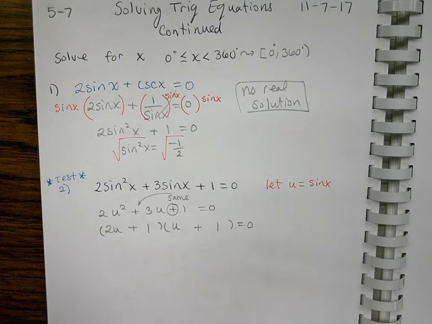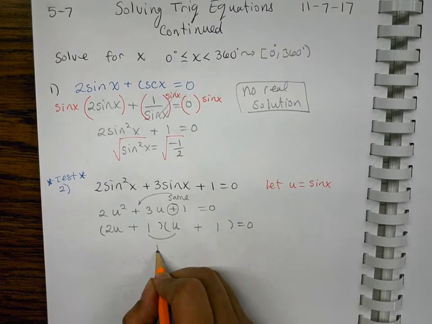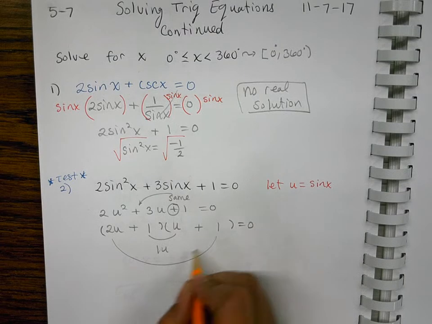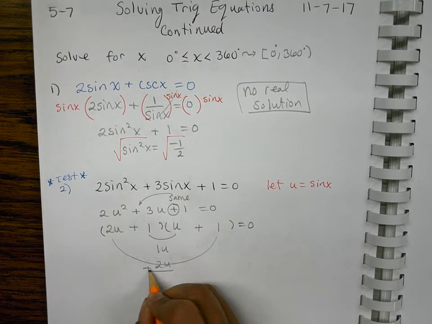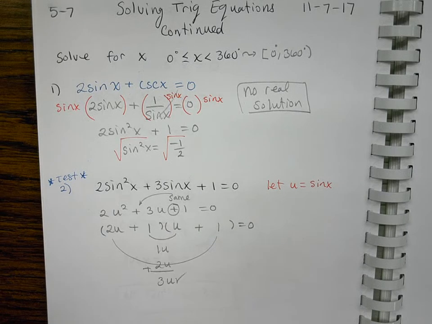But don't forget how to do your check. 1 times u is 1u. 2u times 1 is 2u. And 1u plus 2u is 3u, check, positive 3u is in the middle.